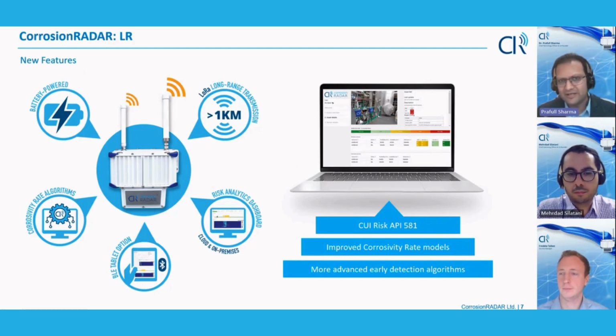So if you see on the right hand side, it's a glimpse of the dashboard that is synced with the latest guidelines on API 581, which is a CUI risk guideline, and improved analytics models like corrosivity rates and early detection algorithms, along with some of the machine learning advanced algorithms which we are using in the background for predictive analytics. So these are the new features of CUI monitoring, which are becoming available.